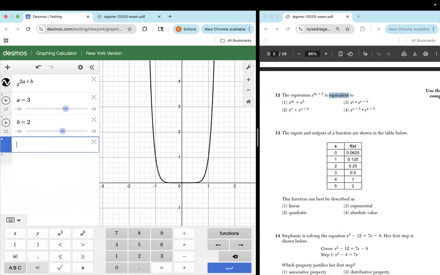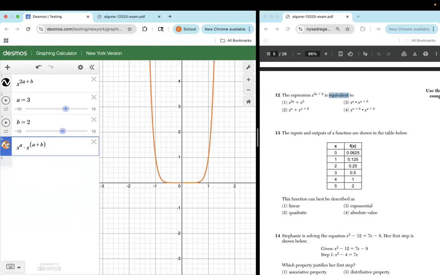Let's look at choice 3. X to the a times x to the a plus b. Oh, these have the same graph. So my answer is choice 3.